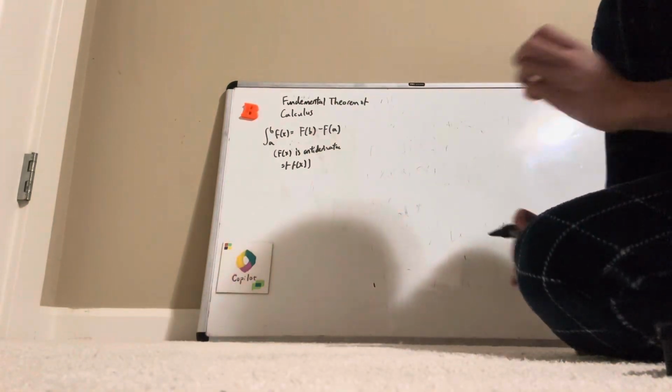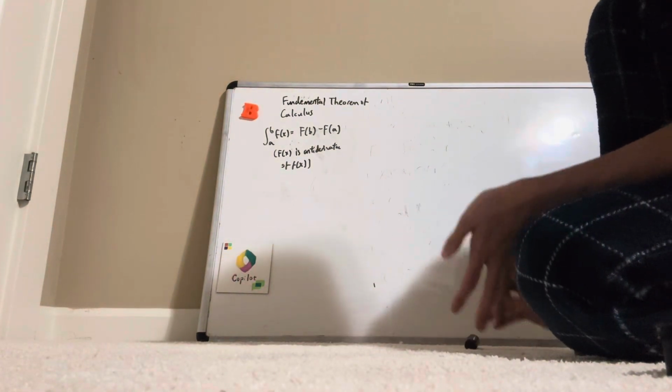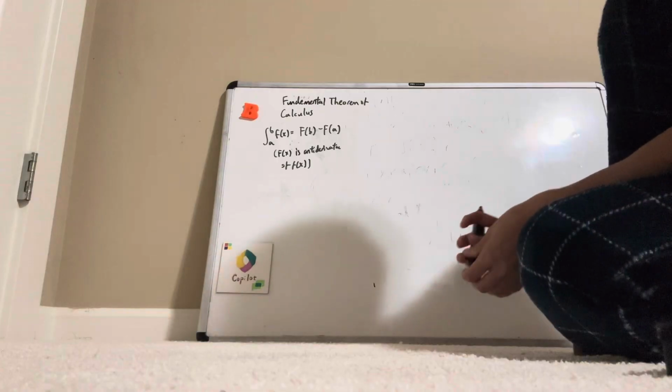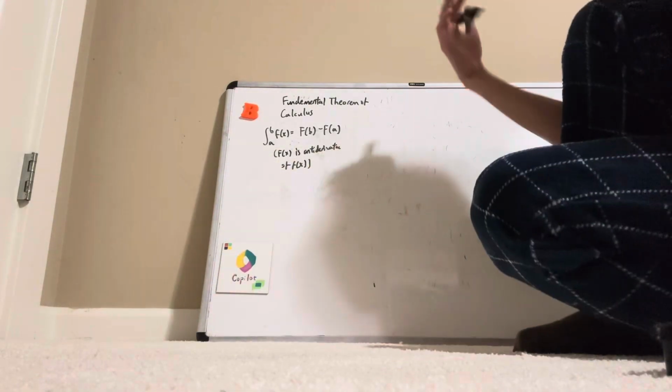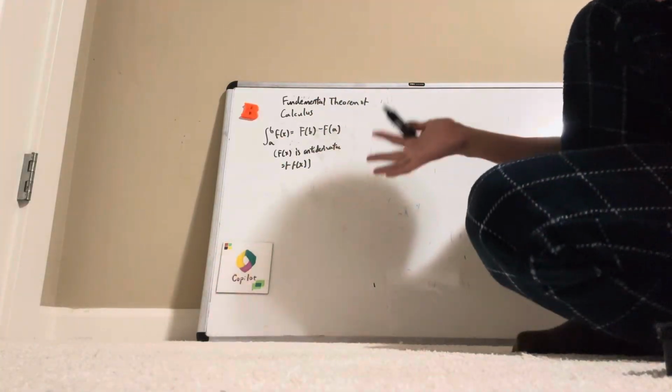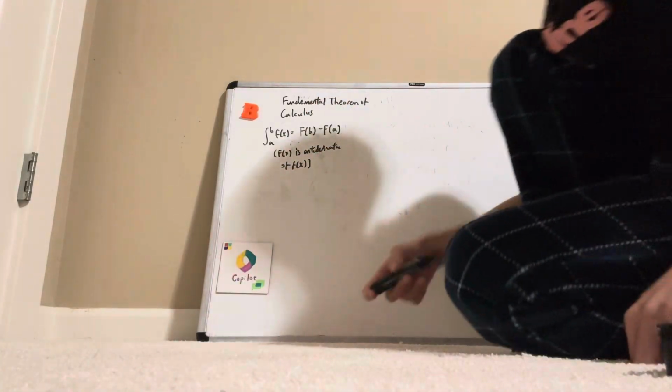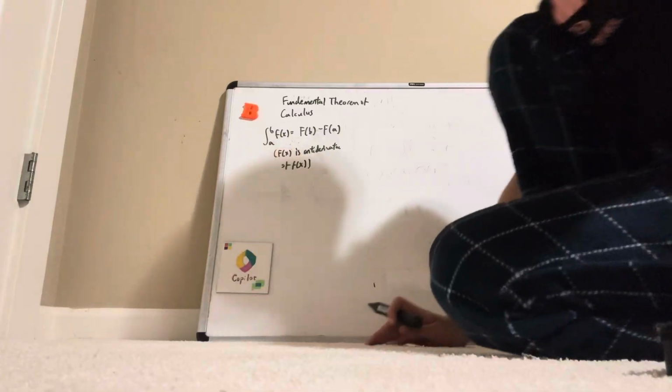Hi. So, small problem I noticed when we were doing calc AB and BC is that we never really get to prove the fundamental theorem of calculus, which is the integral of f(x) from a to b equals antiderivative F(b) minus antiderivative F(a). So, I want to try and prove it.